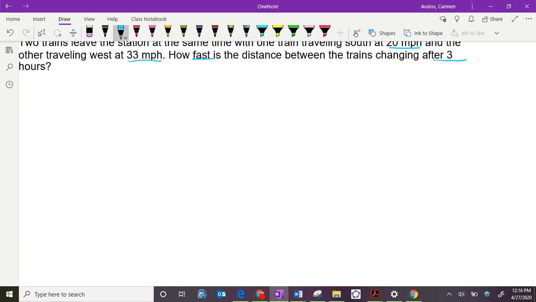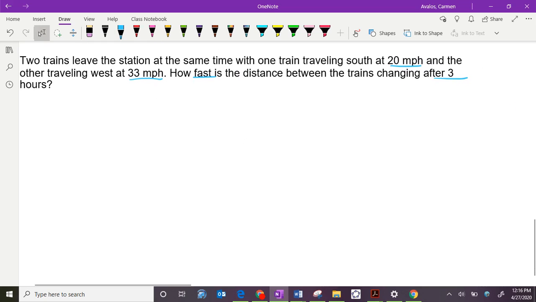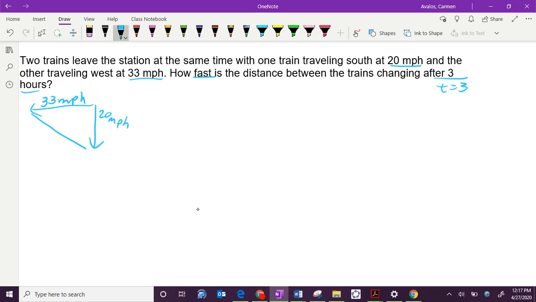So they're giving us that t is going to be 3 hours. So t is equal to 3. When we look at this, they're giving us direction. One is going south and one's going west. So if we draw the trains here, one's going south at 20 miles per hour, and one's going west, traveling 33 miles per hour. We want to know this distance out here. How far is it increasing?